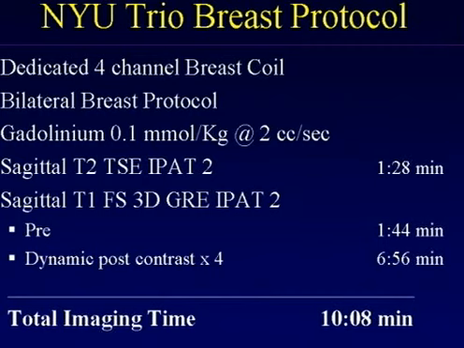We always obtain a sagittal acquisition. Gadolinium is given at a rate of 2 cc's per second. We will obtain the routine T2. As I mentioned, everything is parallel imaging. After that, you obtain the T1, and then we obtain 4 dynamic scans through both breasts. So this brings the whole imaging time down to a little more than 10 minutes, which is certainly a lot faster than what you can get on the 1.5 Tesla system.